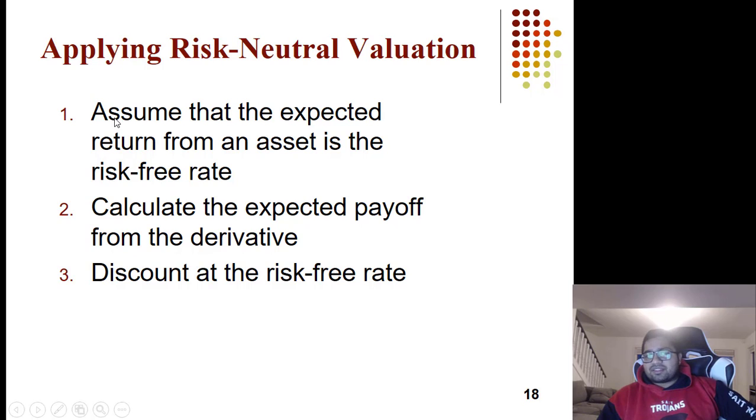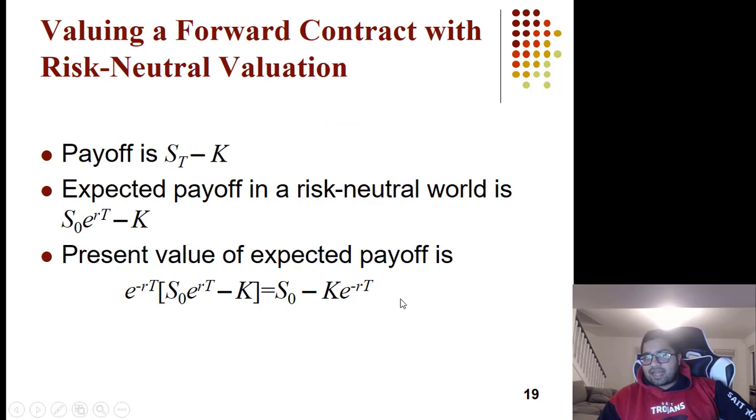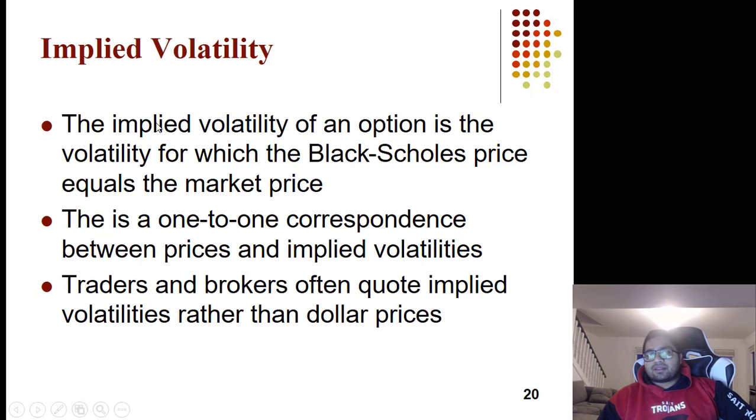The assumptions that go into the Black-Scholes model: assume that the expected return from the asset is risk-free, calculate the expected payoff from the derivative, and discount at the risk-free rate. So the payoff is ST minus K. This is a forward contract with risk neutral valuation. So the present value is e to the power minus rT times (S0 e to the power rT minus K), which is nothing but, as we have discussed in futures pricing, the forward price is S0 e to the power rT minus K.